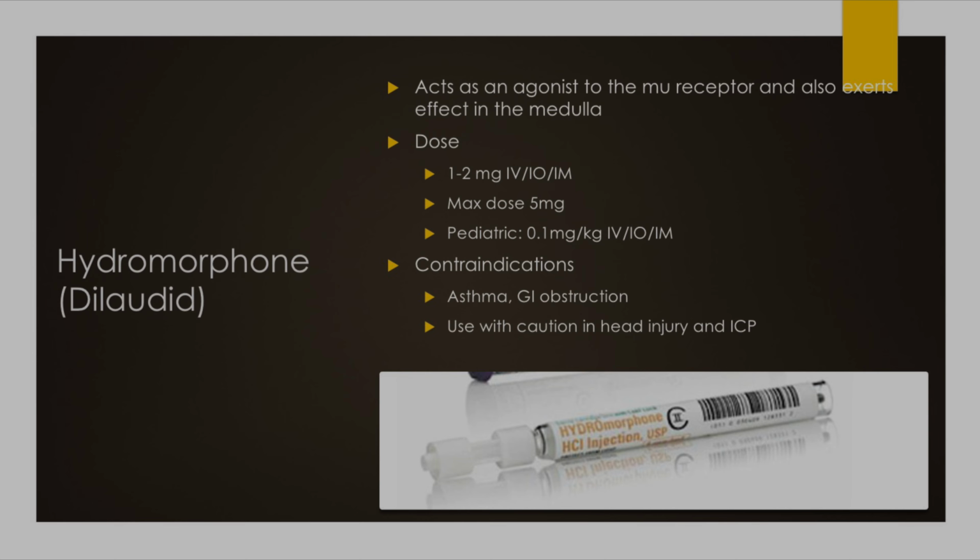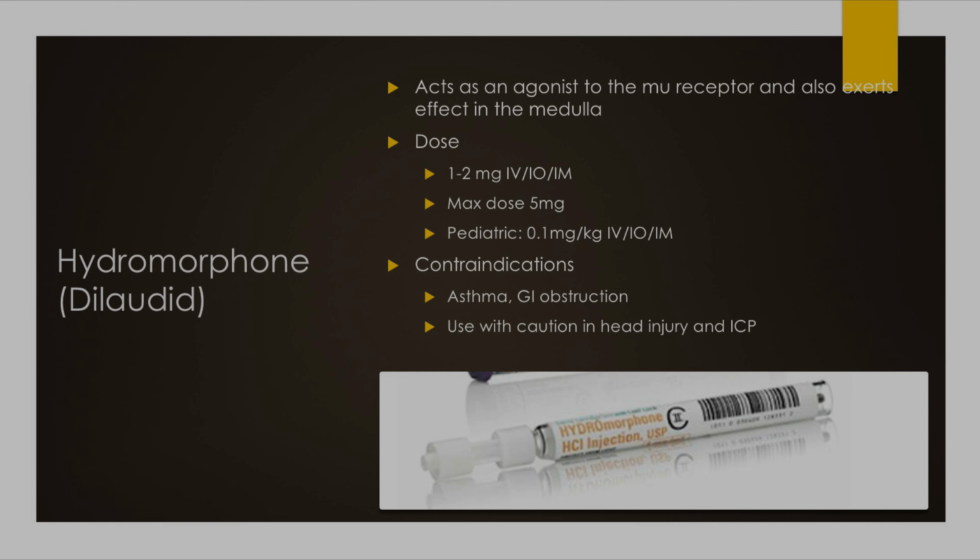Hydromorphone is a mu receptor agonist and also exerts effects in the medulla. This is where I like to pause and ask, what's located in the medulla? The respiratory center. So, just like other opioids, hydromorphone has the potential to suppress respiratory drive.